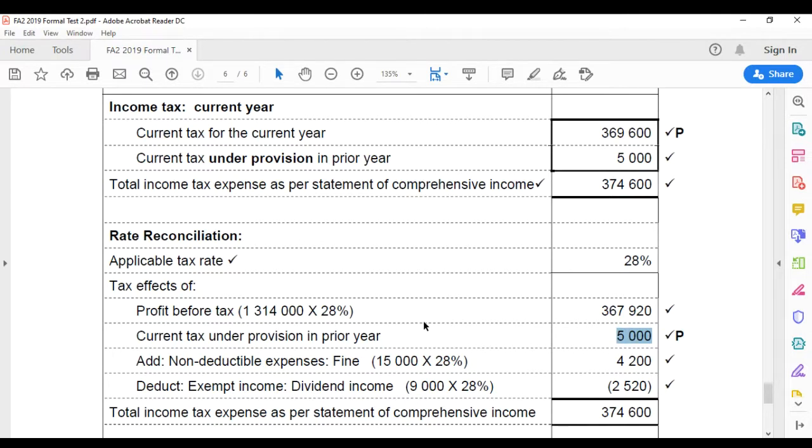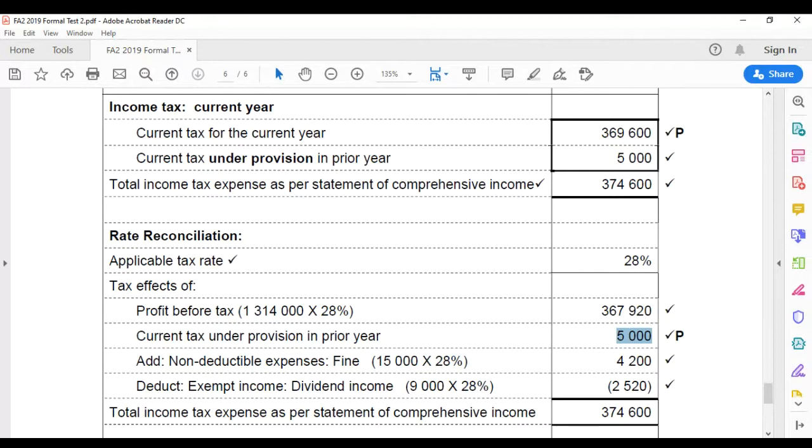The question might come up now, if it had been an over provision last year, if you had provided less tax for last year during this year, that would have been a minus, that would have been in brackets, which means this over provision, that would then be an over provision prior year, would also be in brackets.